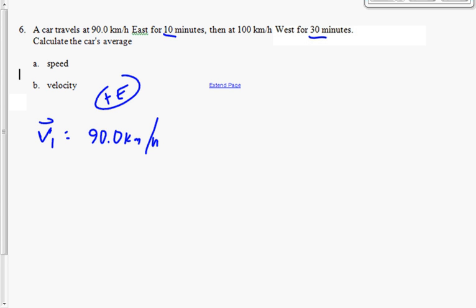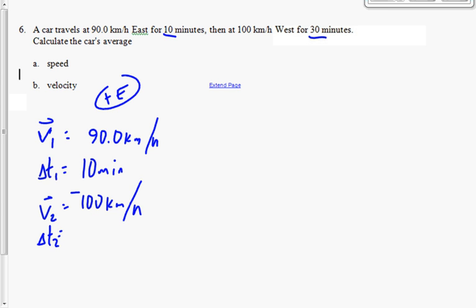V1 is 90, positive because it's to the east. T1 is 10 minutes. We're going to say that V2 is 100 kilometers per hour, but it's to the west, so we're going to make it a negative value. And T2 is 30 minutes.